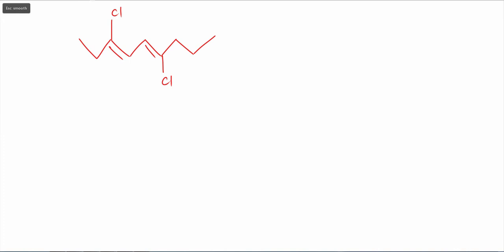bond first. Our first double bond, so it's going to be 1, 2, 3, 4, 5, 6, 7, 8, 9. Okay, so we have a diene again. So we have 3, 5 nonadiene. Okay, so 3 represents the start of this first double bond on 3. 5 represents the start of the first double bond on 5.